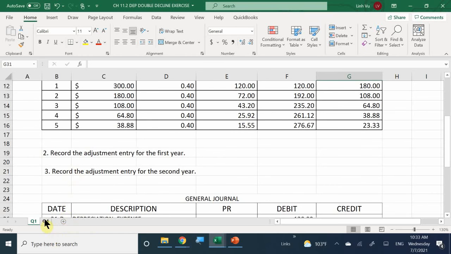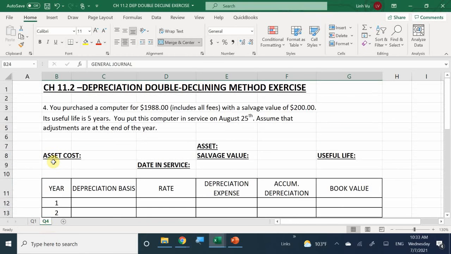Okay, so let's go ahead and do the second example here. This time, we decided to purchase a computer for $1988, which includes all fees and taxes, with a salvage value of $200. Its useful life is 5 years, and you put this computer into service as of August 25th. Assume that depreciation is done at the end of the year. So let's go ahead and fill out our little table here.